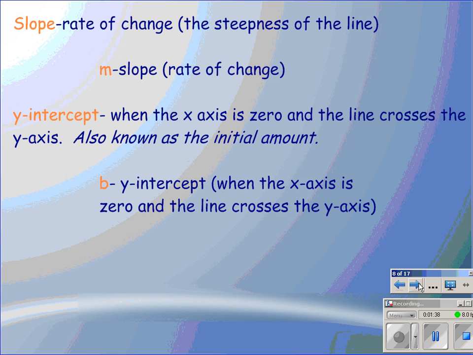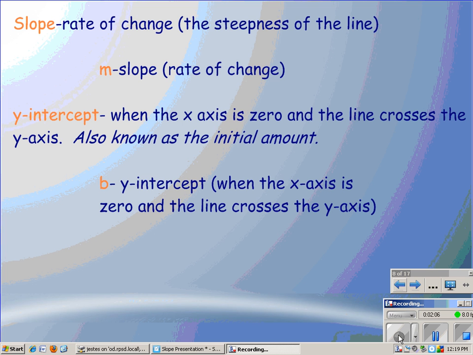Here's some vocabulary. Slope, rate of change, it's the steepness of the line. M represents the slope. Y-intercept, when the x-axis is 0 and the line crosses the y-axis, also known as the initial amount. And B represents the y-intercept, when the x-axis is 0 and the line crosses the y-axis. Slope of a line can be found by figuring the rise over the run.